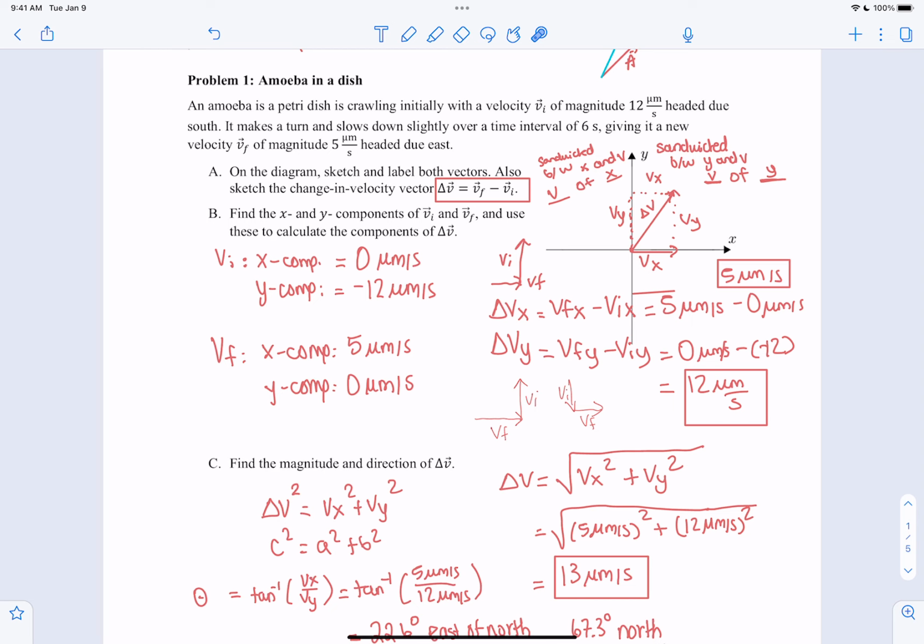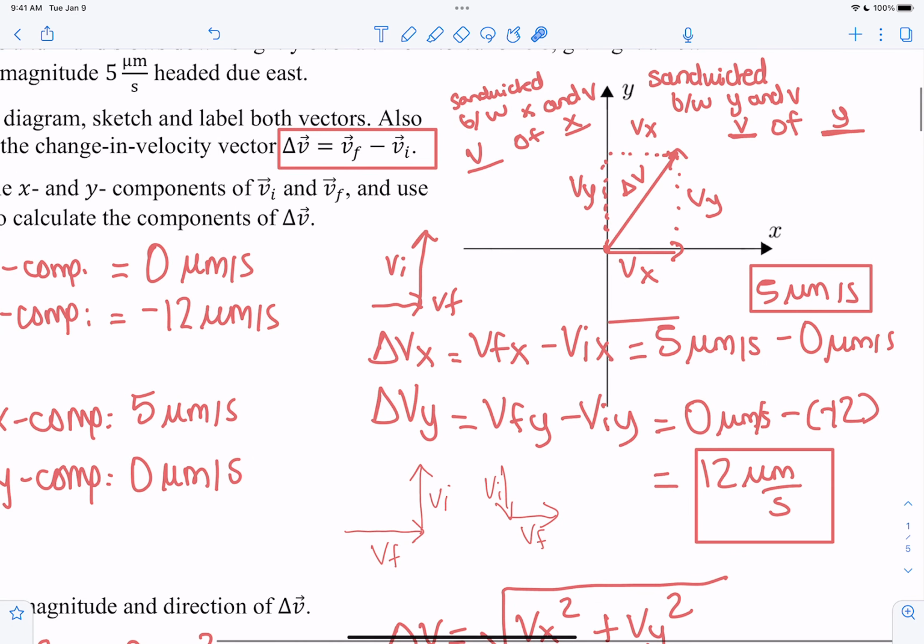I wouldn't say in general that's what you should do, but if you have a situation similar to this where you're ending up here somewhere, and you have to do this VF minus VI, you want to figure out your delta V. You're not going to be able to do that.